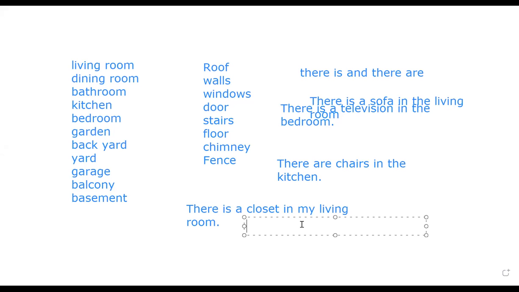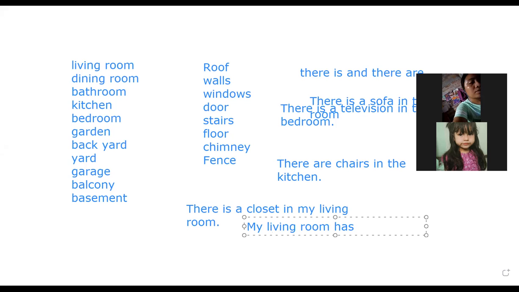No, I don't. Okay. Hay otra manera de decir qué es lo que tengo en cada uno de los cuartos utilizando el verbo have. Let's see, for example, I have a window. Or you can say, let's see, in this way, my living room has. Vamos a ver acá alguien. Martin, what do you have in your living room? ¿Qué hay en su sala, Martin? And you say, my living room has, mi sala tiene. I have a sofa. Okay, my living room has a sofa.